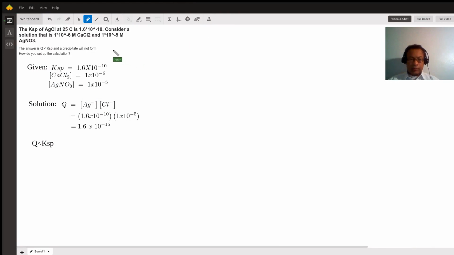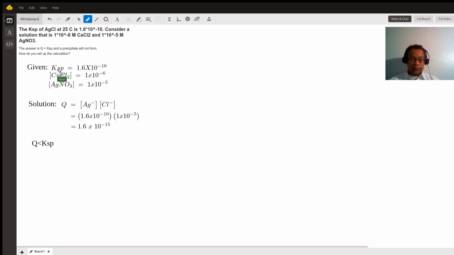Let's see if I can help you with this problem. The Ksp of AgCl at 25 degrees C is 1.6 times 10 to the minus 10. Consider a solution that is 1 times 10 to the minus 6 molar CaCl2 and 1 times 10 to the minus 5 molar silver nitrate. You want to know whether or not a precipitate is formed.